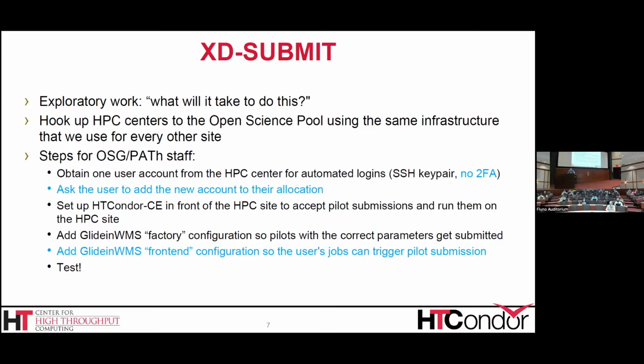I am going to briefly list the steps needed for OSG Path staff. The ones highlighted in blue are unique to HPC sites. So we need a user account for automated logins through HTCondor-CE. One of the things we need for HPC sites is an exemption from 2-factor authentication, because we obviously can't do that automatically. The user has to add this account to their allocation so we can use their allocation.